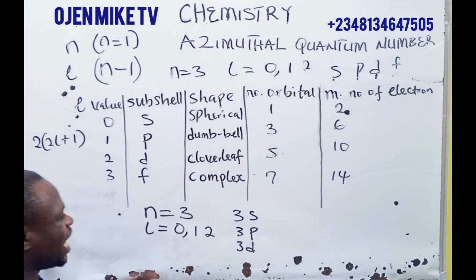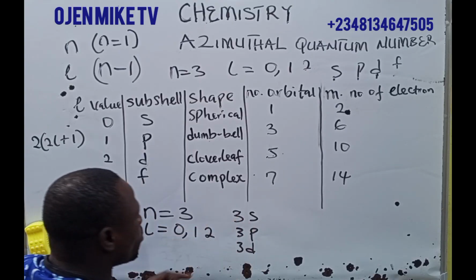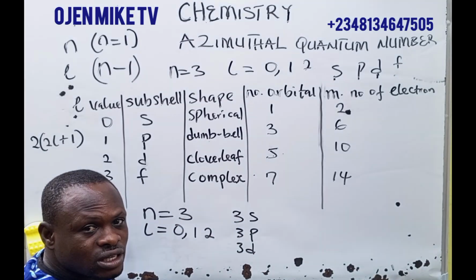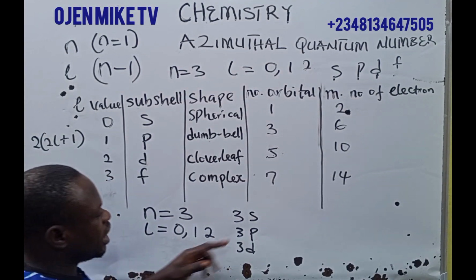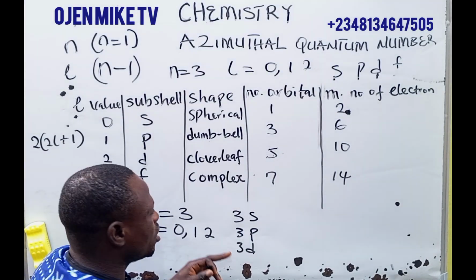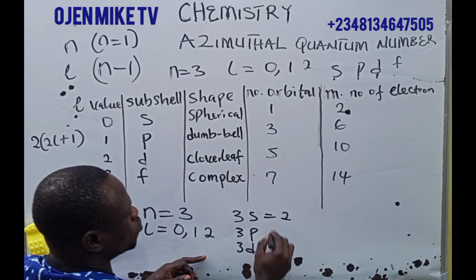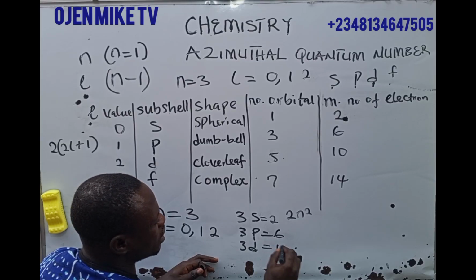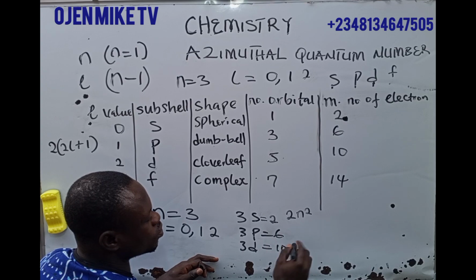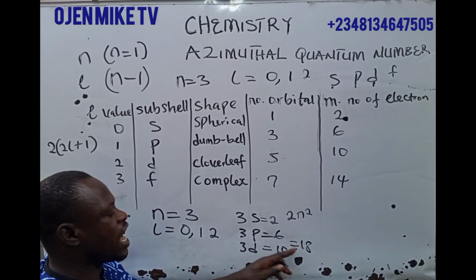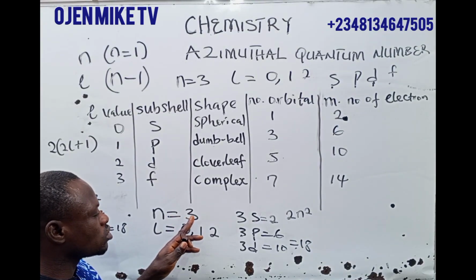Do you understand? Now, how many electrons can be found in here if n is equal to 3? Remember, S carries a maximum of 2 electrons. P carries a maximum of 6, and D occupies a maximum of 10. So you add 2 plus 6 gives us 8, plus 10 gives us 18. So there are 18 electrons if the principal quantum number is equal to 3.